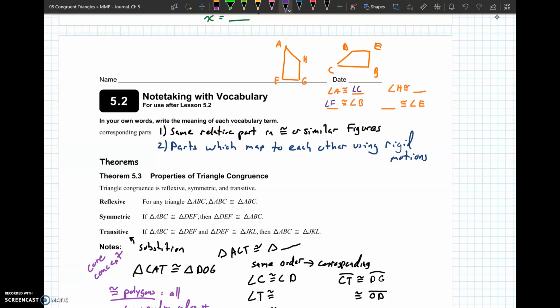You should match up angle H. You should be able to match that up with angle D. Angle G is our only one that's left there. That goes with angle E.